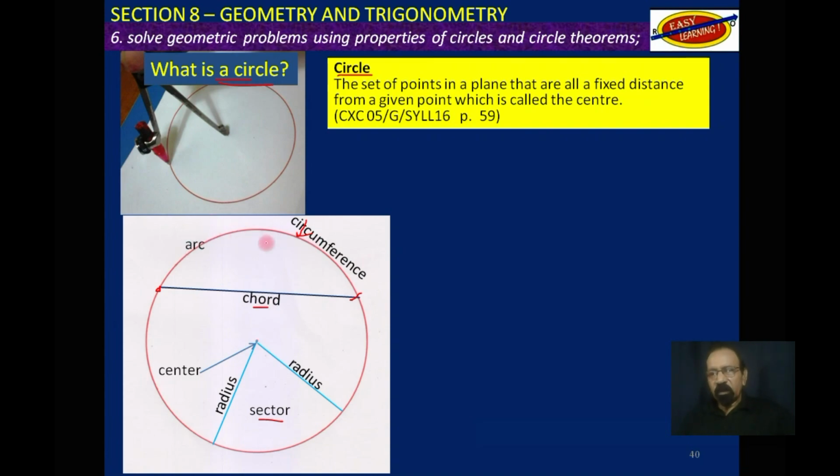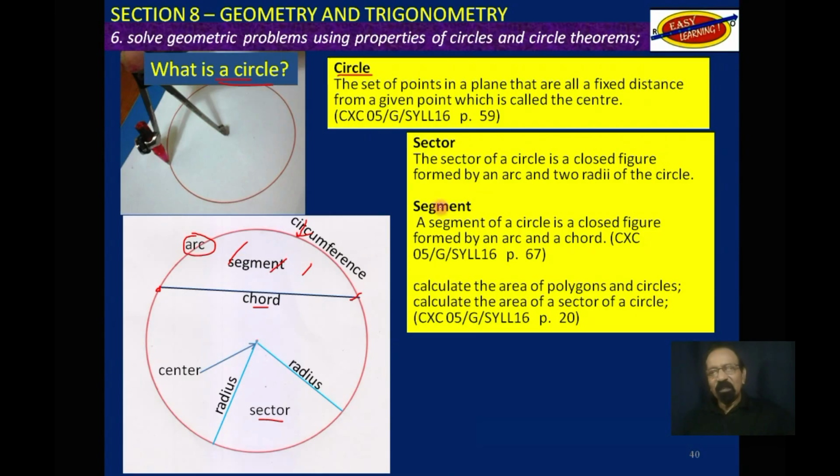This part of the circle is called an arc. The space between that arc and that chord is called a segment. Now, this is from your syllabus. It says that a segment of a circle is a closed figure formed by an arc and a chord. So according to this part of the syllabus, it is now saying inside here is part of the circle.